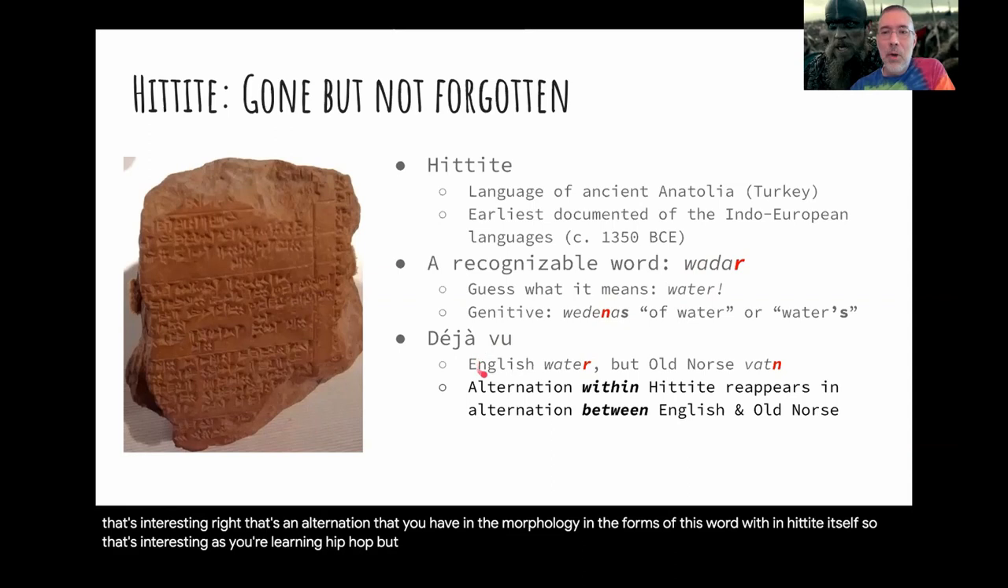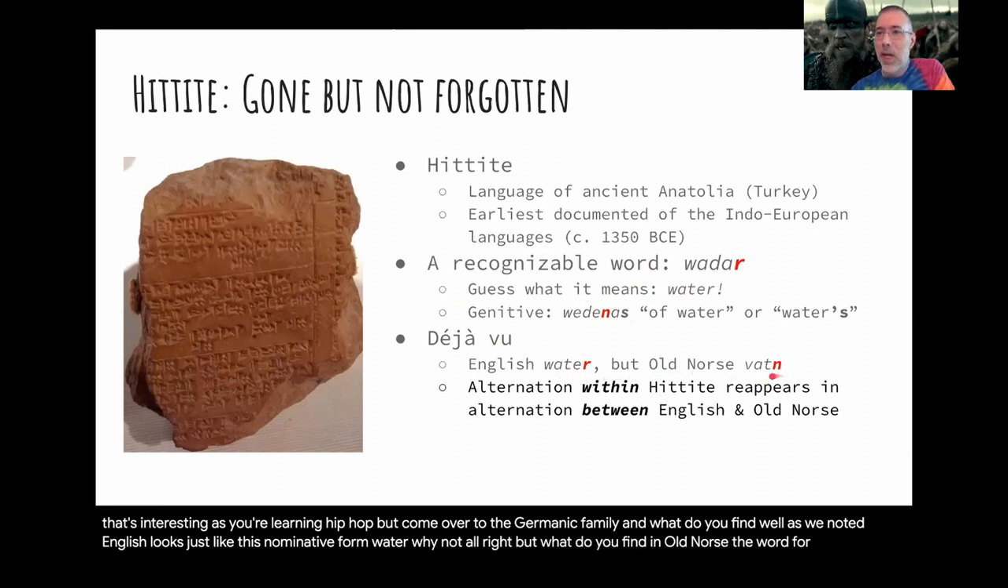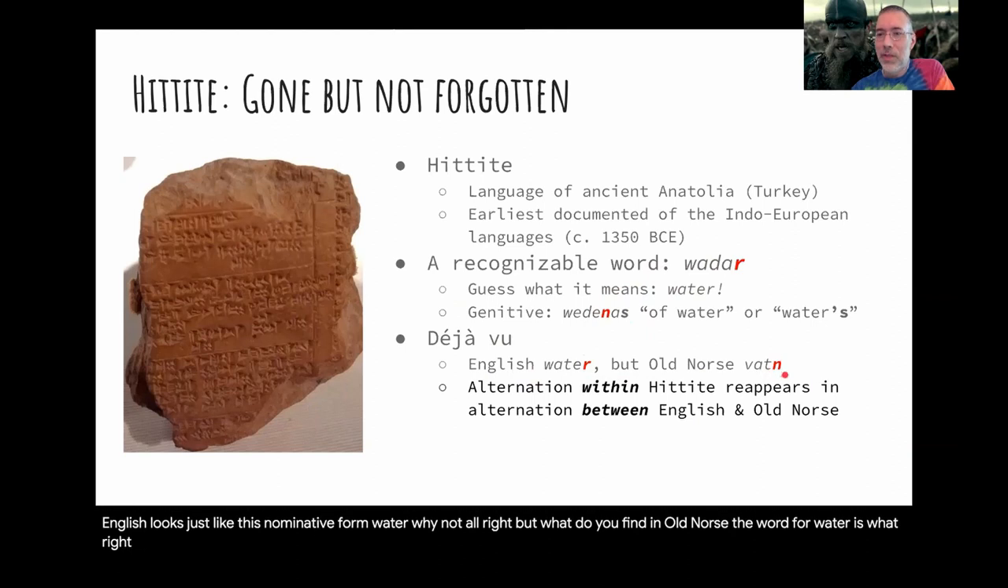But come over to the Germanic family, and what do you find? Well, as we noted, English looks just like this nominative form, water, wadar, right? But what do you find in Old Norse? The word for water is vatn, where you have this devoiced N over here. You don't have an R at all. So where you have an R in this word in English, in its kindred language, you have an N.